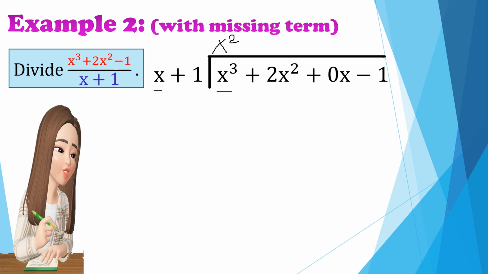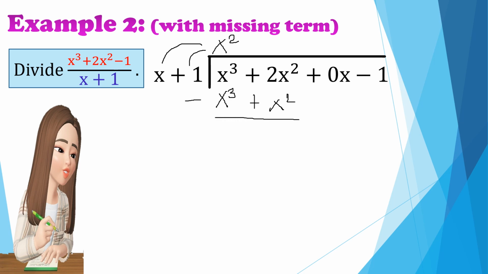Now, x squared will be multiplied to all the terms of the divisor. X squared times x, that is equal to x cubed. X squared times 1, that is equal to x squared. Make sure to align x cubed to x cubed because they are similar terms, and x squared to 2x squared because they are similar terms. Now we are ready to subtract.